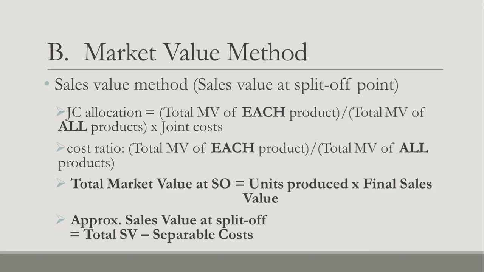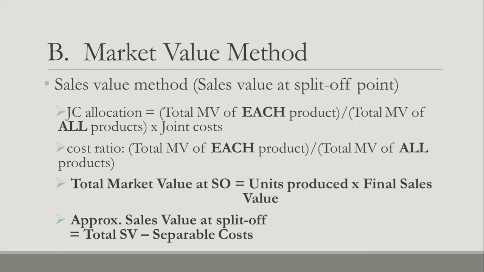First, you have your sales value method, or your sales value at split off point. The joint cost allocation is equal to the total market value of each product divided by your total market value of all products. Then the result for this, you would multiply to your total joint cost, to get your share in joint cost per product.